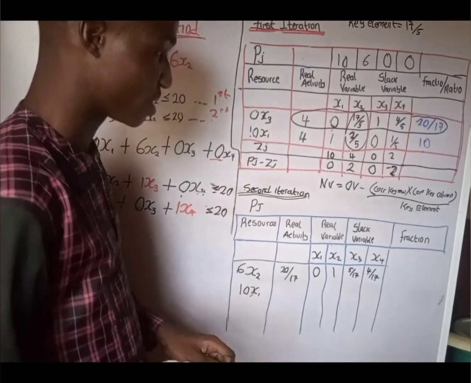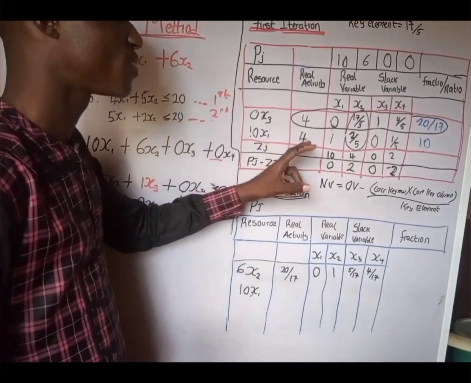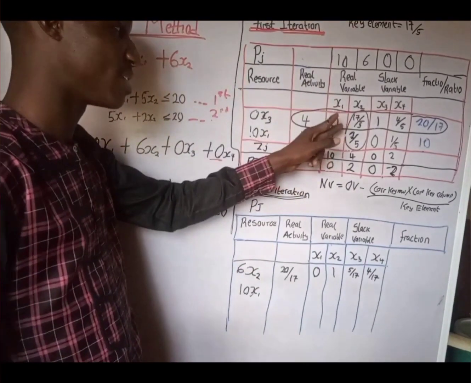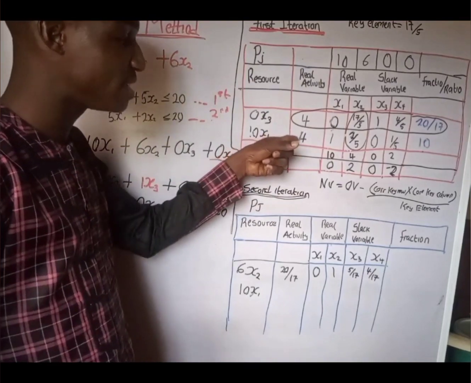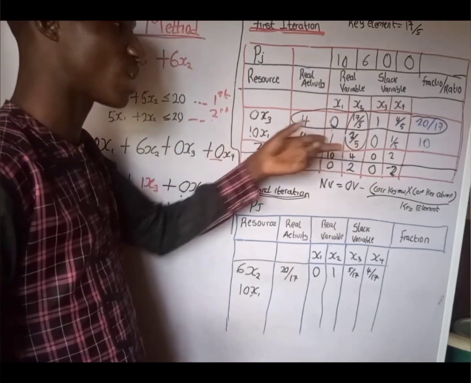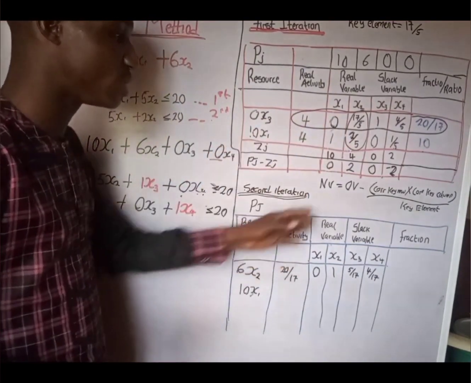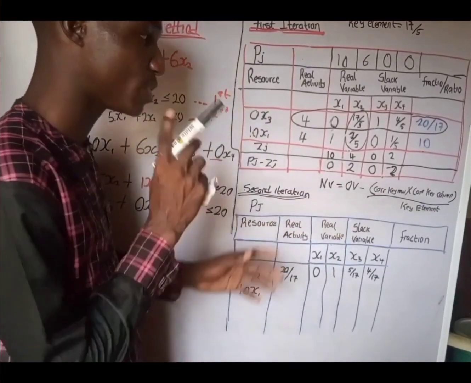Don't make the mistake. You only divide the row where your key element is by the key element. You won't divide the second row by the key element. You won't get the real value like that. The real value is gotten by using this formula. So don't be confused.